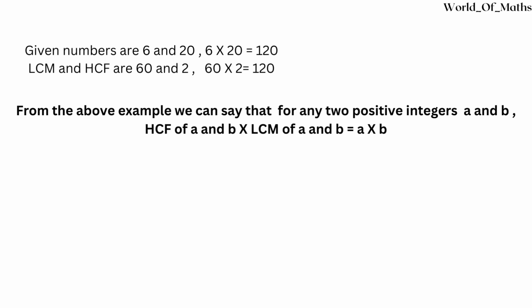From the previous question, we can also see that the given numbers are 6 and 20. The product of the given numbers is 6 multiplied by 20, which is equal to 120. And the LCM and HCF are 60 and 2. If you multiply the LCM and HCF, it will also give you the same answer, 120. So we can say that for any two positive integers a and b, HCF of a and b multiplied by LCM of a and b is equal to a multiplied by b.